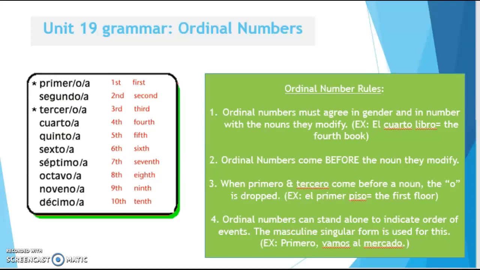Second, ordinal numbers come before the noun that they modify. And then when primero and tercero come before a noun, the O is dropped. So for example, to say the first floor, we would say el primer piso, and it's primer because piso is masculine. And finally, ordinal numbers can stand alone to indicate the order of events. So the masculine singular form is used for this. For example, if I want to say first, we're going to the market, I would say primero vamos al mercado. And you'll see that I've used primero there instead of primer.